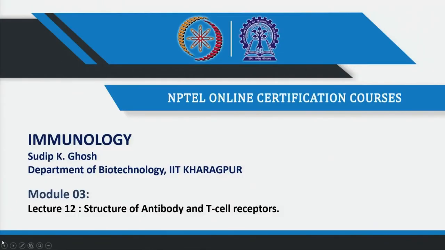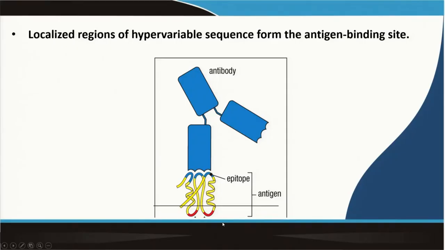Welcome to today's lecture. So, we are going to continue the structure of antibody and T cell receptor. At the beginning we are going to talk about structure of antibody, and I will start with a slide which we discussed in my last lecture. Just to remind you what we are studying.